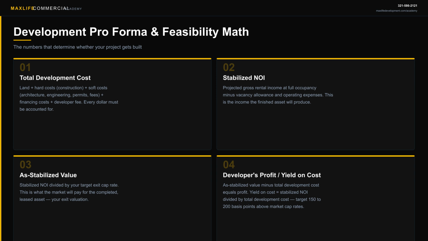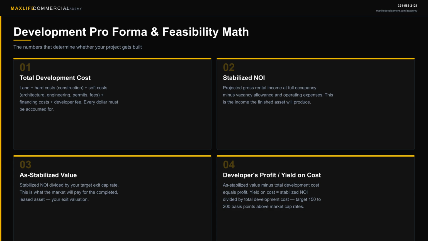The development pro forma is the financial model that tells you whether a project is worth building. Every decision you make in pre-development, what to pay for the land, what to build, what rents to underwrite, flows through this model. If the numbers do not work on paper, they will not work in the field.